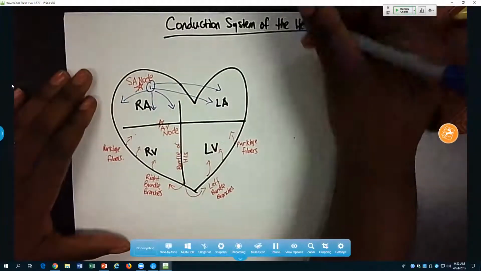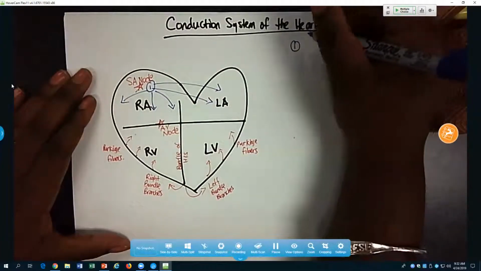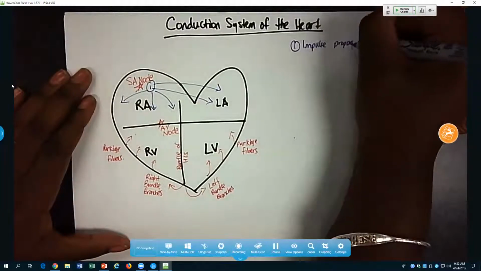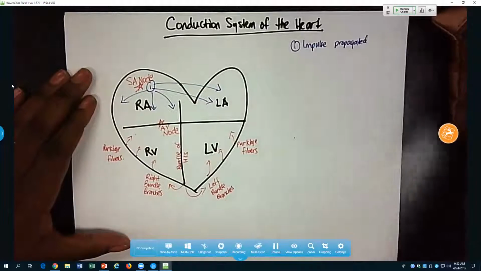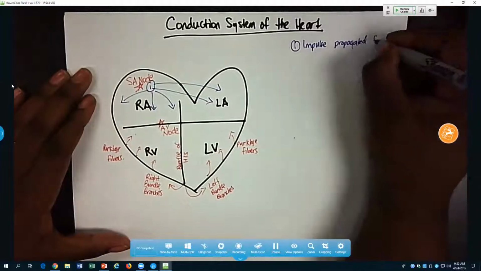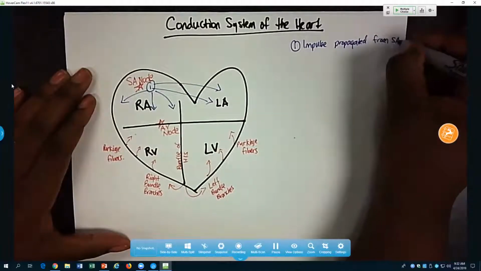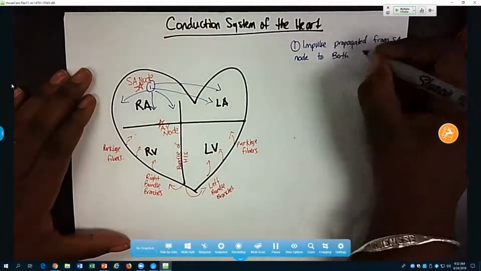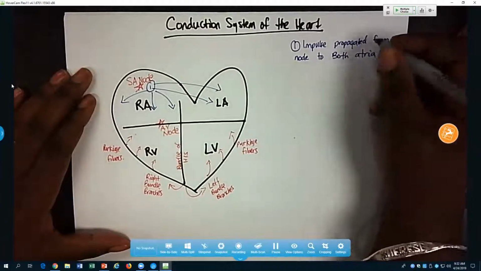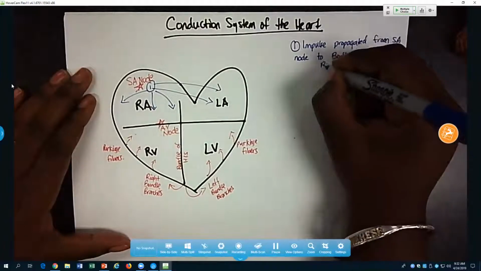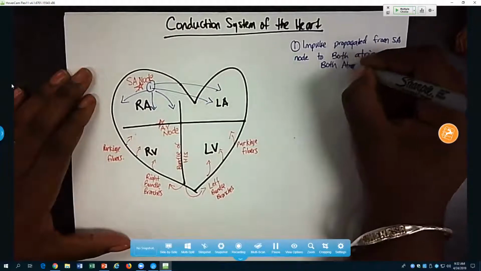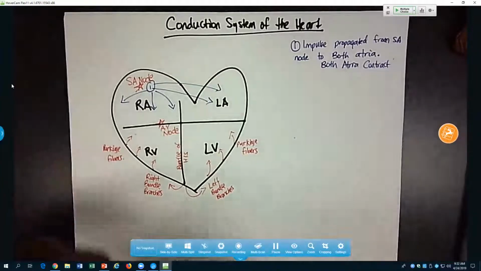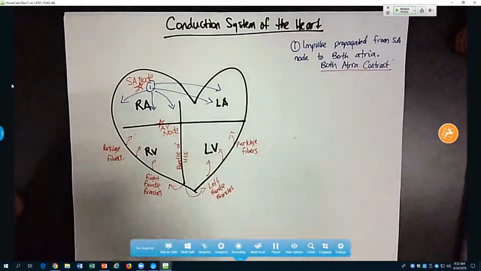All right, so step 1 here is the impulse is propagated from the SA node to both atria, and both atria contract. Okay, so that's the first step here.